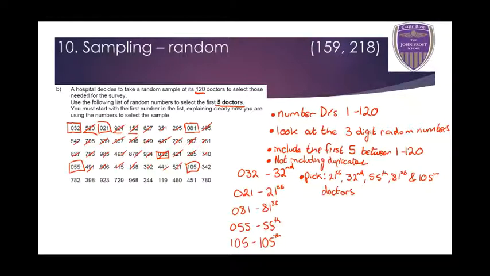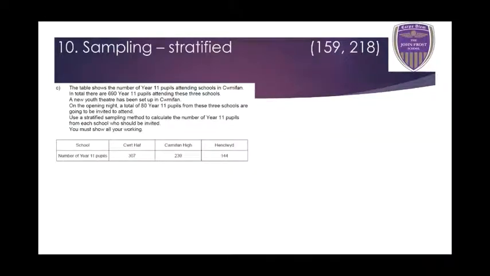Okay, so let's have a look at the last question now. Stratified sampling. The table shows the number of year 11s attending schools in Cumulative. In total, there are 690 year 11 pupils attending the 3 schools. A new youth centre has been set up in Cumulative. On the opening night, a total of 80 year 11 pupils from these 3 schools are going to be invited to attend. Using the stratified sampling method, calculate the number of year 11 pupils from each school who should attend. You must show all your work.